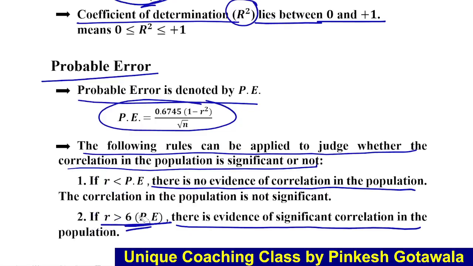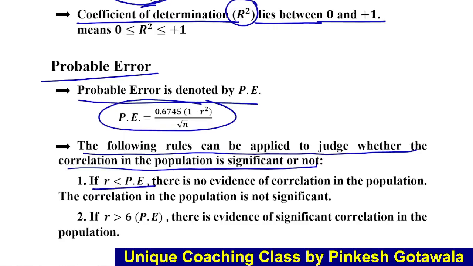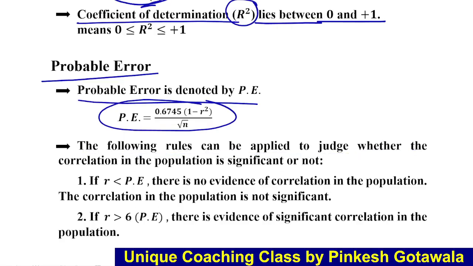In simple language, what does this mean? If r is less than P, there is no correlation. If r is greater than 6 P, there is a correlation. Okay, simply, we can say it this way: if r is less than P, there is no correlation; if r is greater than 6 P, there is a relation between both variables. Clear? So whenever you find P, just check these rules and write the answer. Make it a habit to always write this whenever you find P.